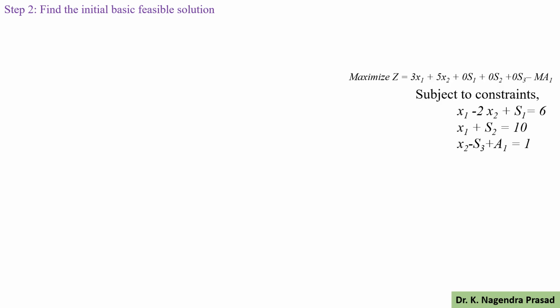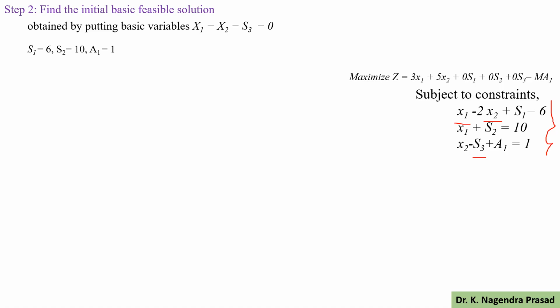Second step is to find the initial basic feasible solution. For this, consider the non-basic variables x1, x2 and surplus variable s3 as 0, and introduce these values in the constraint equations. Then we will get s1 equal to 6, s2 equal to 10 and a1 equal to 1. So this is the initial basic feasible solution.